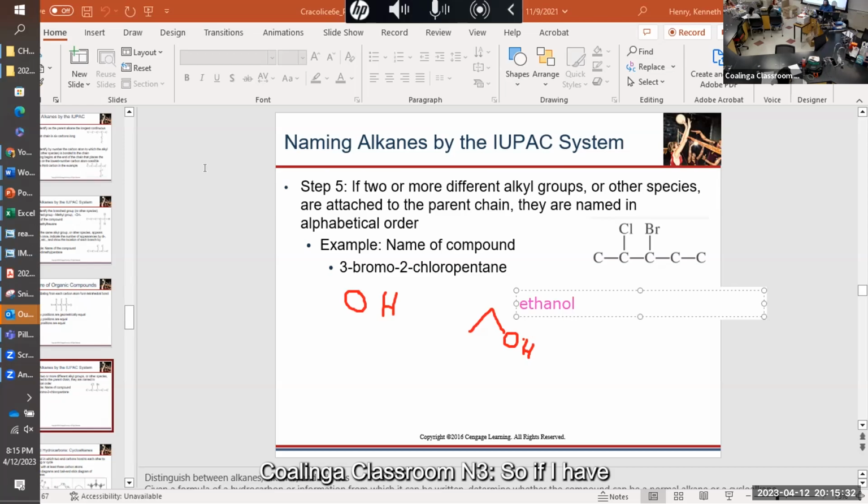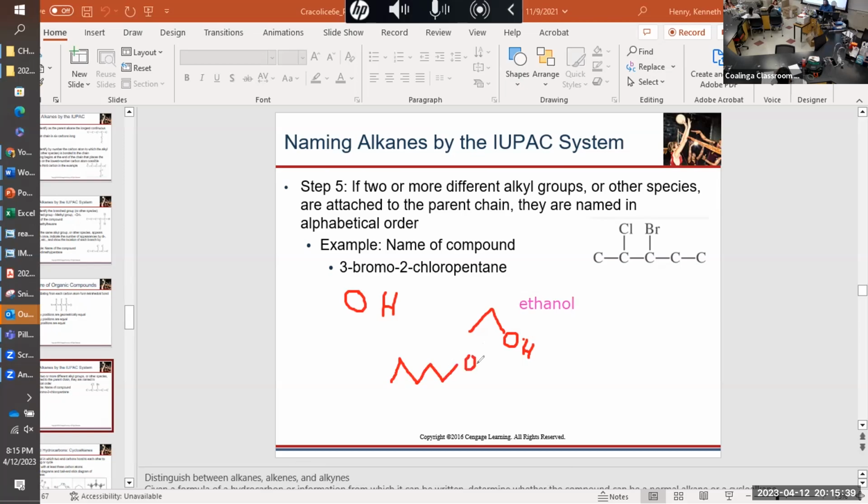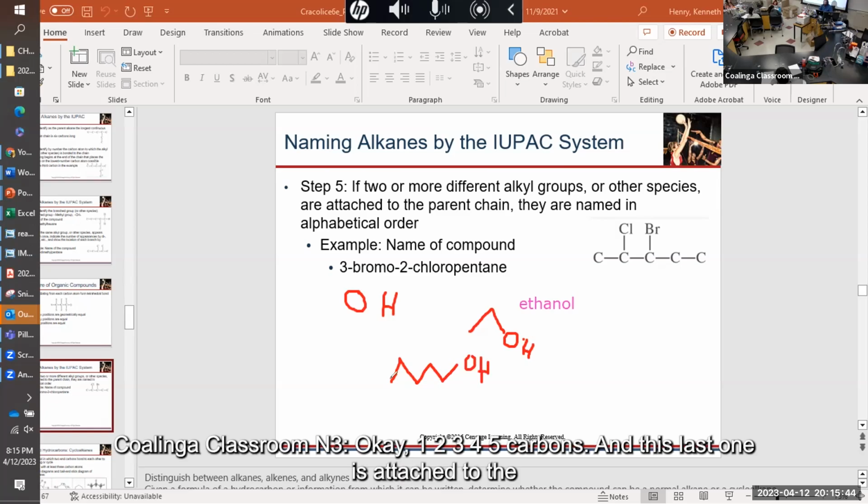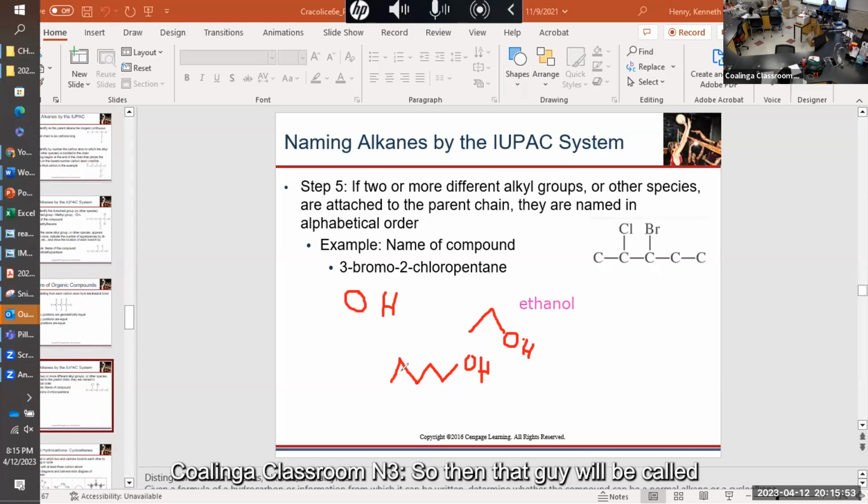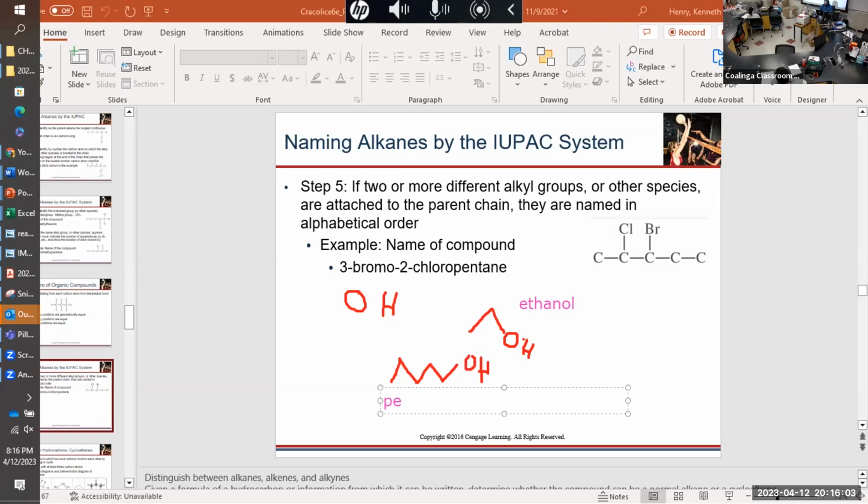So if I have one, two, three, four, five carbons, and this last one is attached to that OH, then that guy would be called pentanol.